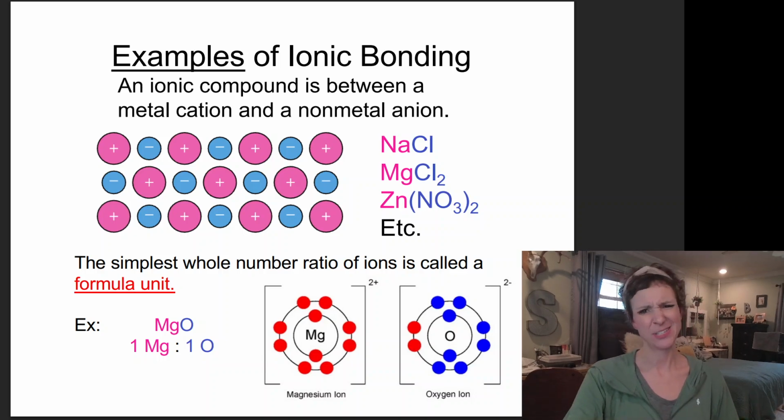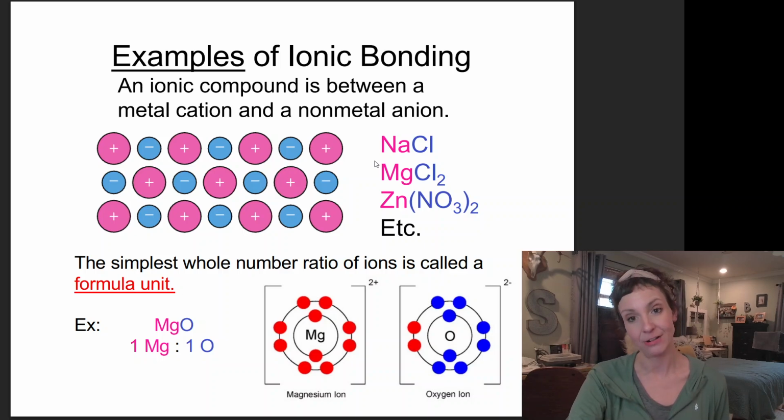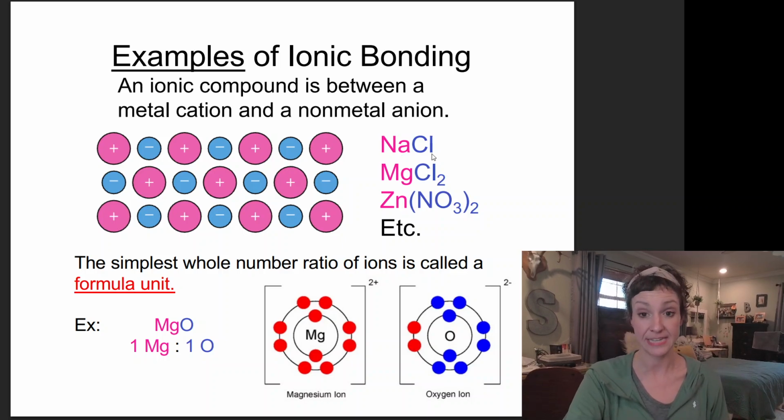Okay, so I switched to pink here just because this picture representation shows the metals as more pink than red. Hopefully you guys are following me here. So an ionic compound is between a metal cation and a non-metal anion, right? So I got sodium chloride. That's an ionic bonding. We've been using that a lot of examples on here.